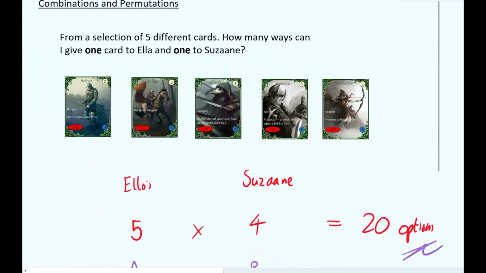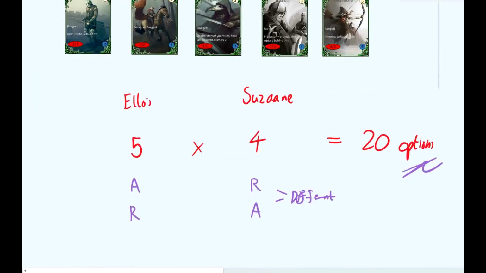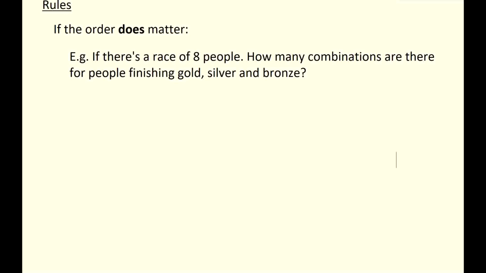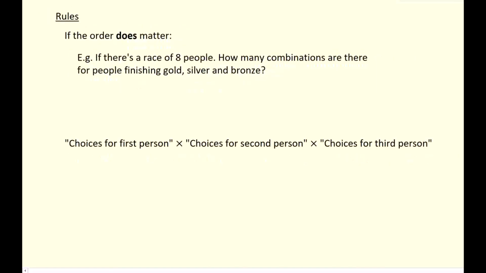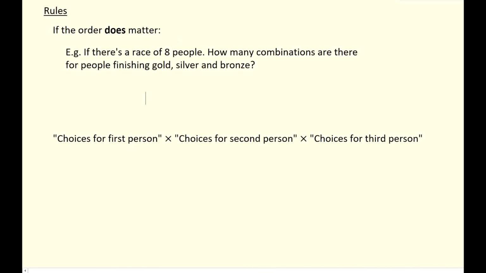What I want to do now is go through the whole rules that guide you through this kind of thing. When do I halve, when don't I? So, key rules, if the order does matter. For example, there's a race of 8 people. How many combinations are there of the people finishing gold, silver and bronze? If the order does matter, if it matters who comes first, second and third, then all you need to do is take the number of choices for the first person, times choices for the second person, times choices for the third person. So I have 8 choices for the first person, that person's now gone, so only 7 people left, and then 6 people left. You would just times those together, and that would be your answer. So this is if the order does matter.